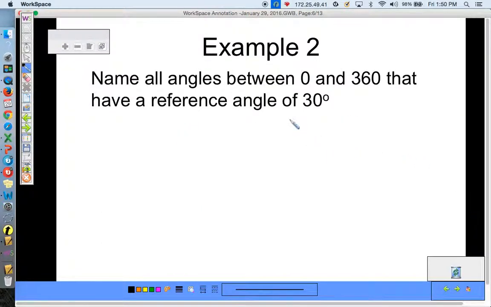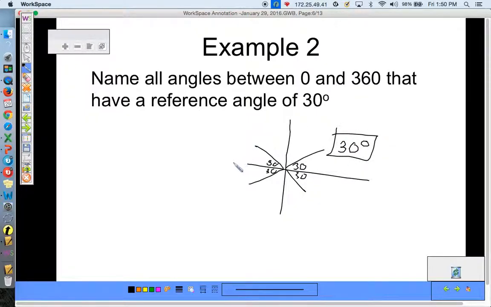So now we're going to take a look. What are all of our angles that actually have a reference angle of 30? Because they can be in all the quadrants here. So what are these actual angles? We have 30 degrees. Well, if this is 180, 150 degrees. 30 degrees past 180 is 210. 30 degrees less than 360 is 330.